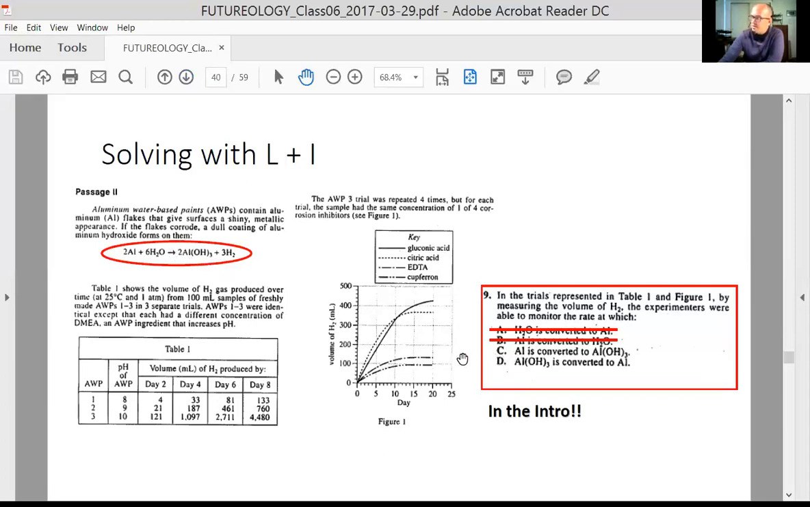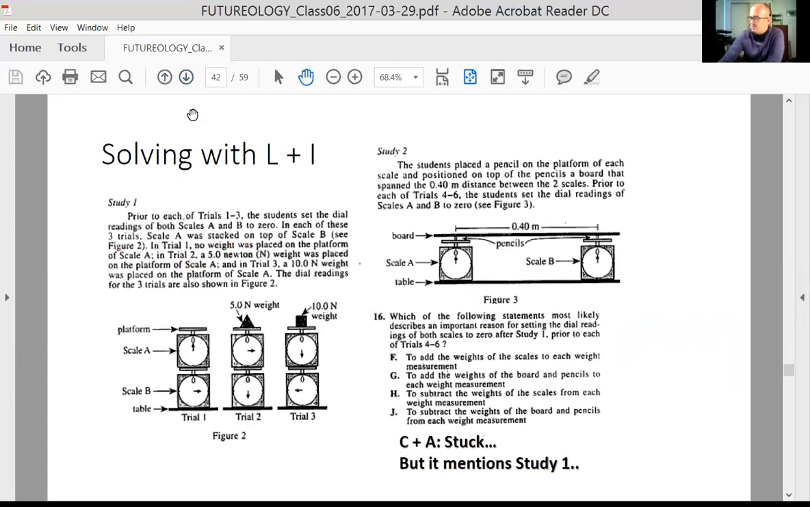But I want to show that you don't even have to have really strong knowledge to be able to answer some of these questions if you're using POE. The correct answer is C. So that's how we use the intro, because we were stuck on the charts and graphs and the answers. We used the lab/intro. Actually, we used the intro.